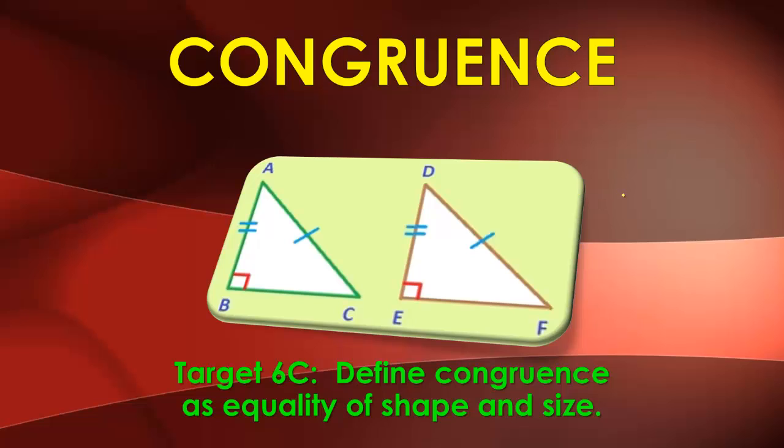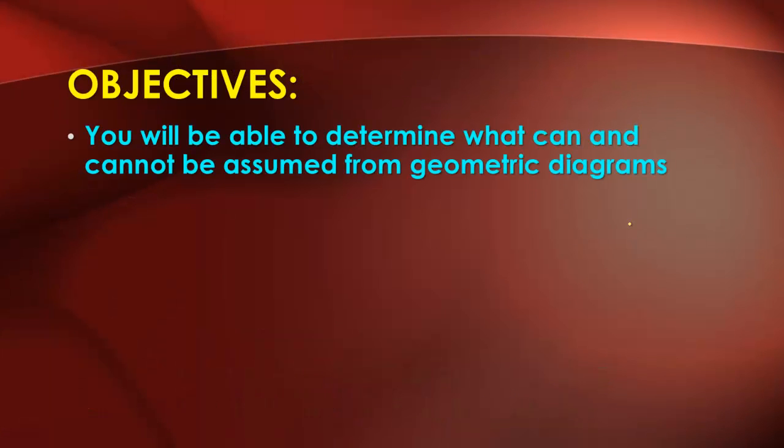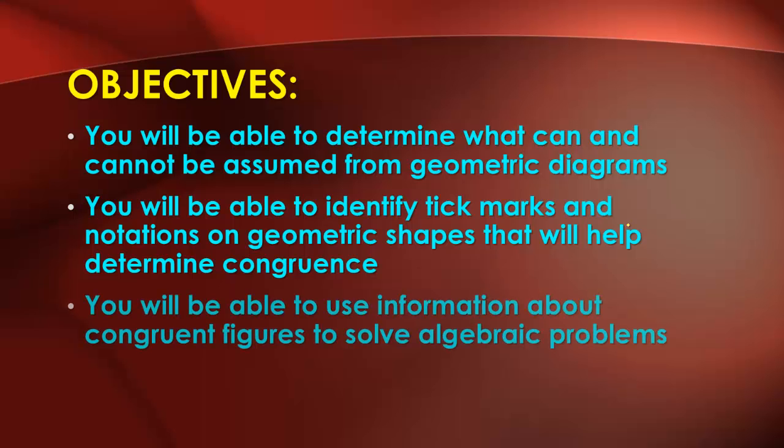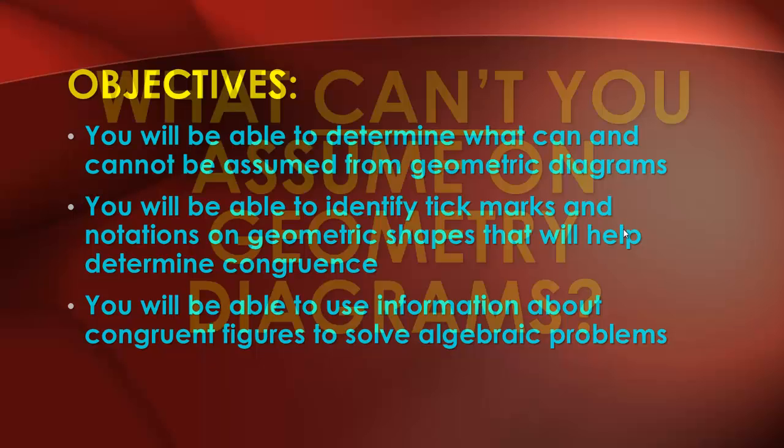All right, so this is target 6C, and we are talking about congruence and defining congruence as equality of shape and size. So, your objectives for this lesson are to determine what can and cannot be assumed from geometric diagrams. You will be able to identify tick marks and notations on geometric shapes that will help determine congruence, and you will be able to use information about congruent figures to solve algebraic problems.